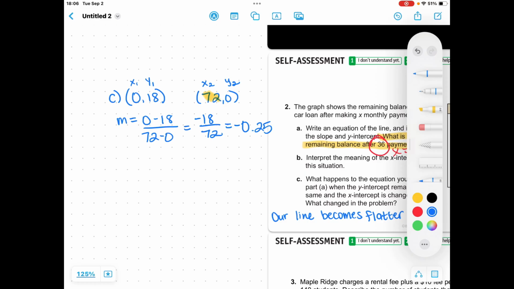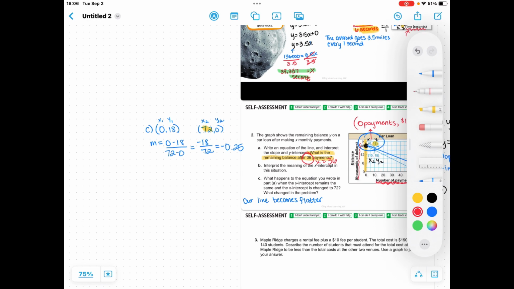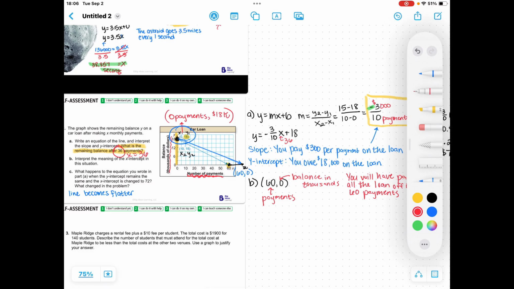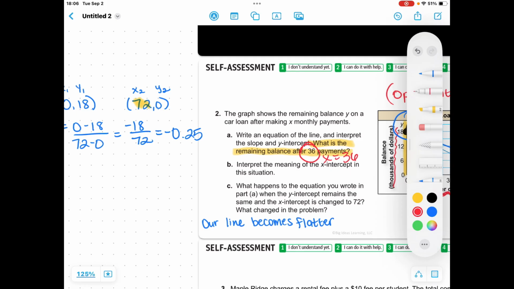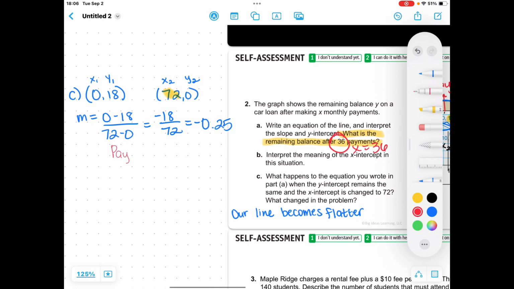So if anything, it's going to take a longer time, where the monthly payments have increased, but the amount that I'm going to pay is going to decrease. So now I'm paying around $1,000 every 4 months rather than this $3,000 every 10 months. So our line becomes flatter. We pay less for a longer time. Something along those lines.